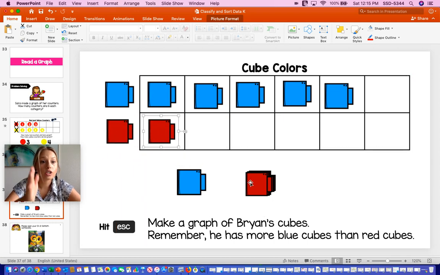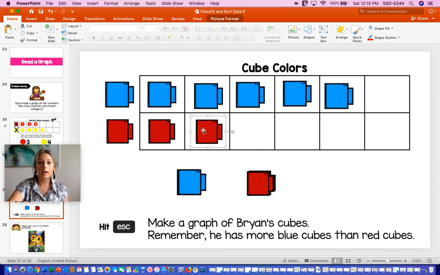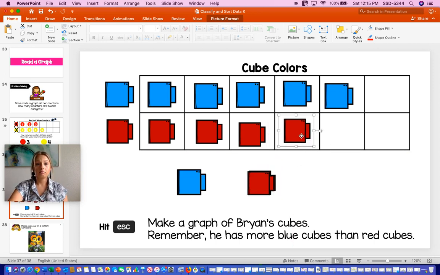Remember, that red cube tells me that the bottom row is red. So I start from the beginning and I fill them all in. I can't skip any boxes. That would be silly. 1, 2. I could do 2. There are more blue cubes than red. Yep, that works. I could even do this. Are there still more blue cubes than red? Yeah, that works too. Could I do this? Yeah, there's still more blue cubes than red.